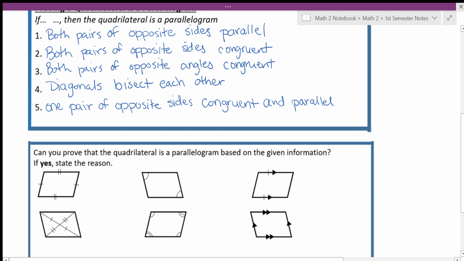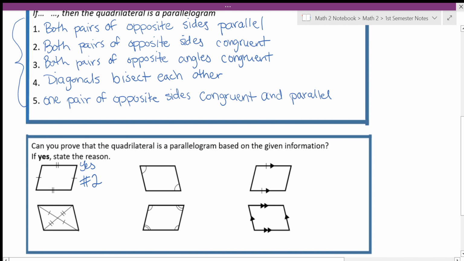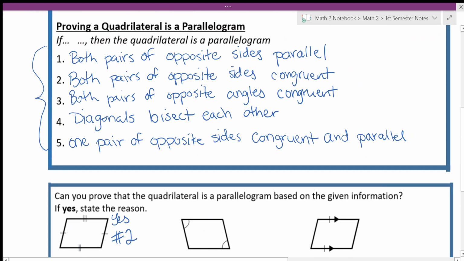So if we say yes, then we have to pick one of those 5 reasons that we just listed in blue there, okay? So, first one here, we have 2 pairs of opposite congruent sides. So, yes, we can prove that this is a parallelogram because that matches up with our second reason there. So I'm going to actually go ahead and just put number 2 from this list.